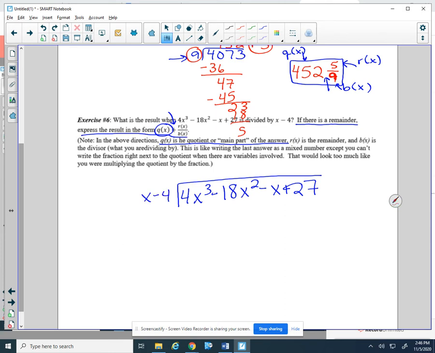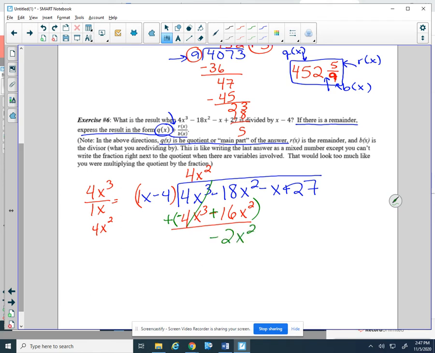x goes into 4x cubed, and always, just like I did before, I'm not going to do this every time, so 1x. I can write that division on the side if you really need it. So this equals 4x squared. So that's 4x squared times, and then we'll multiply it out. So multiplying this out, 4x cubed minus 16x squared. Subtracting. Changing the signs. Cancels. Negative 18 plus 16 is negative 2x squared. And we'll bring down our negative x.